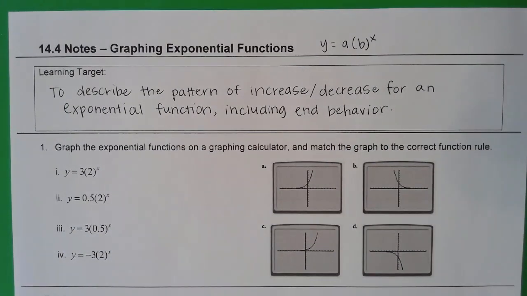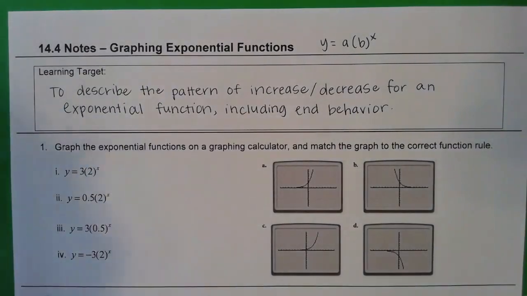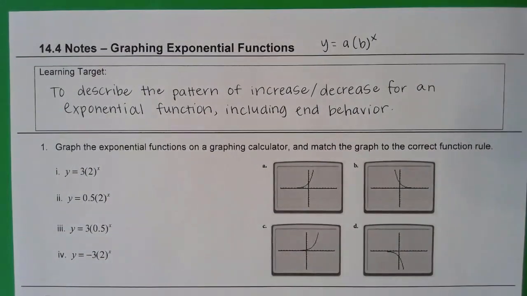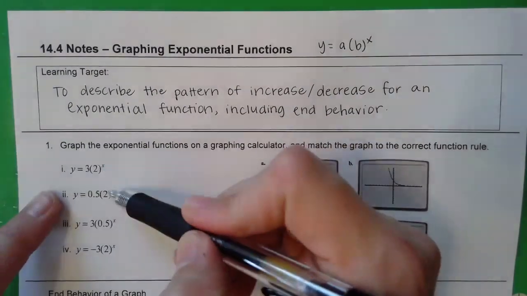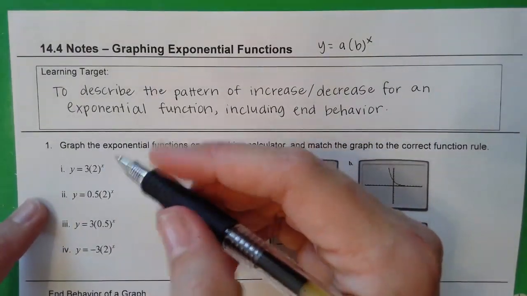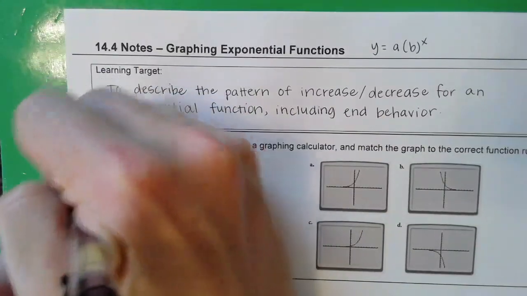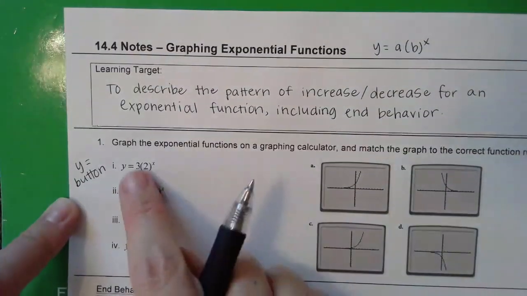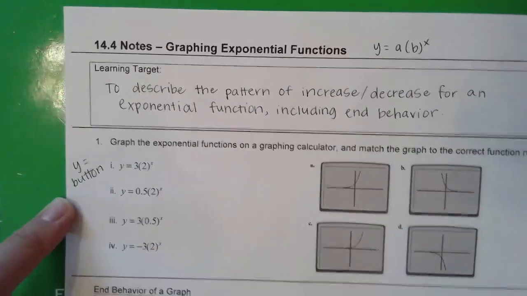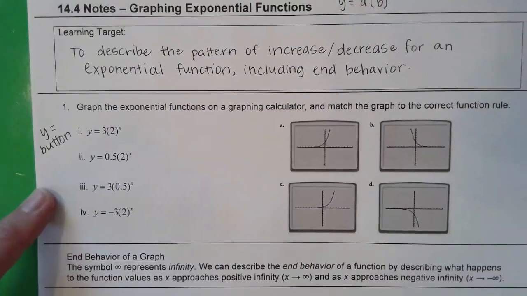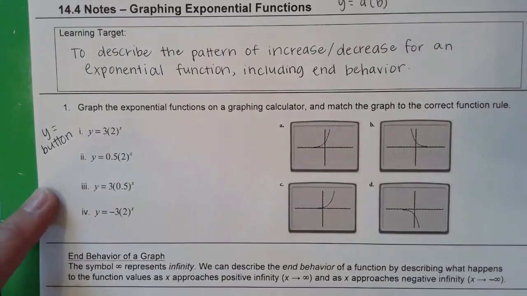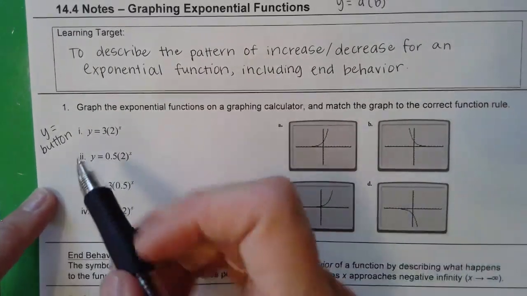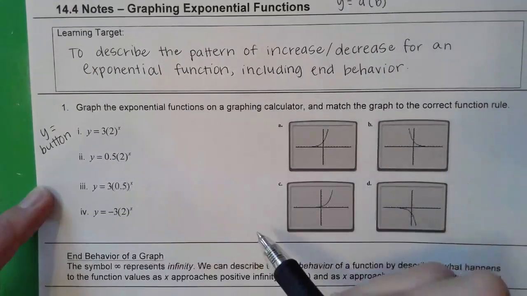Question number 1 says to graph the exponential functions on a graphing calculator and then match the graph to the correct function rule. So in order to graph these on a graphing calculator, you're going to go to the y equals button on your graphing calculator, and then you'll type in each of these and see the way that they look. In the notes today, I'm going to talk about how you could do it without a calculator, but you could do it with a calculator and then you could just match them up.